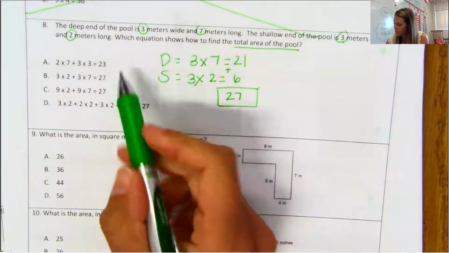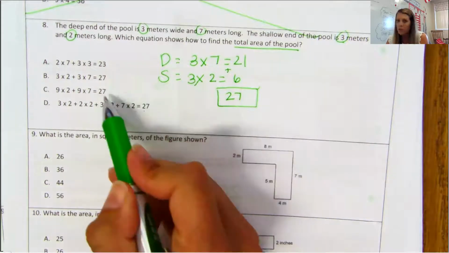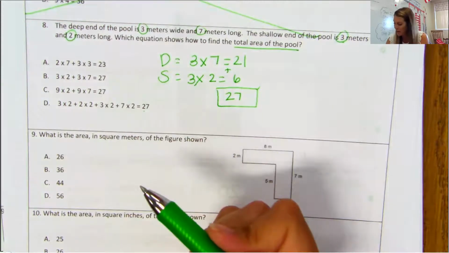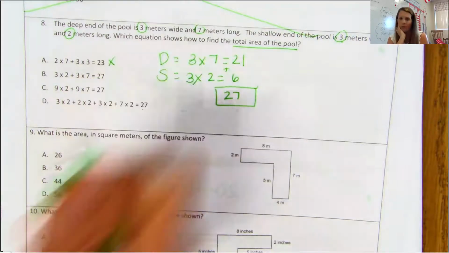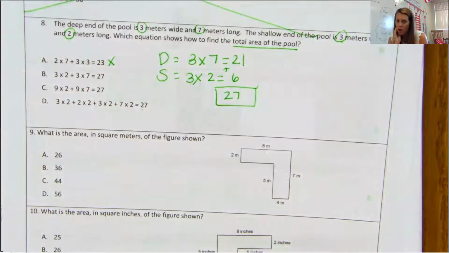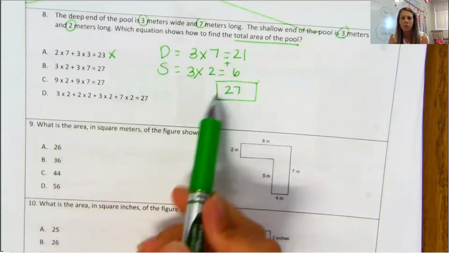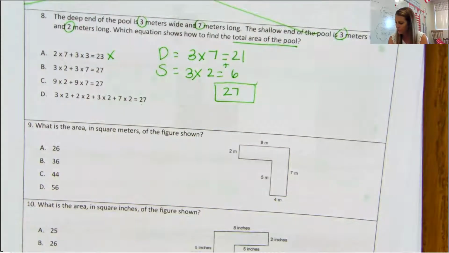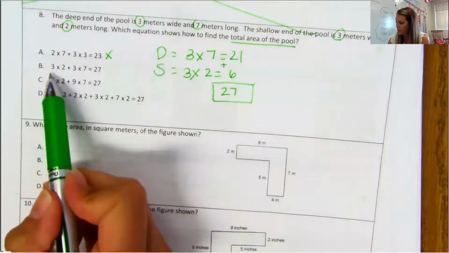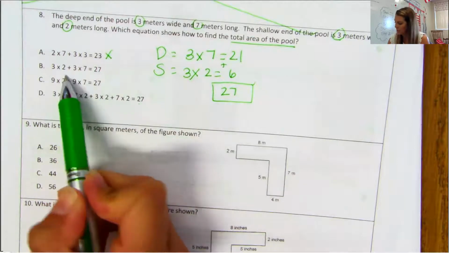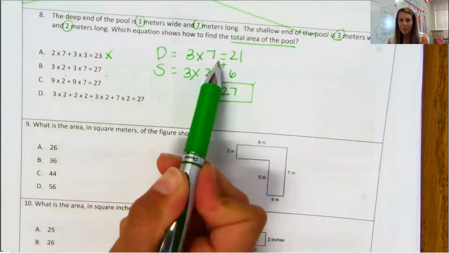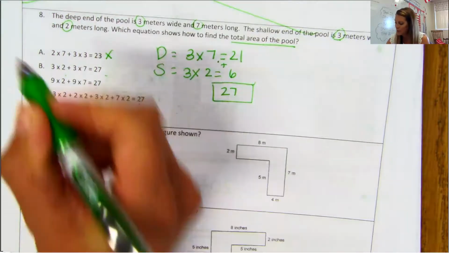27, right? So the first thing you could do is you could look, oh my gosh, a couple of them have 27, but I know this one doesn't. So what can you do? Eliminate that one, right? All right, take a minute. Which one would show this equation? All right, well, if you look at B, we've got 3 times 2 plus 3 times 7. Is that pretty much what we did? So you should have picked B.